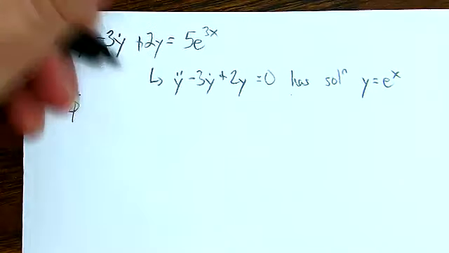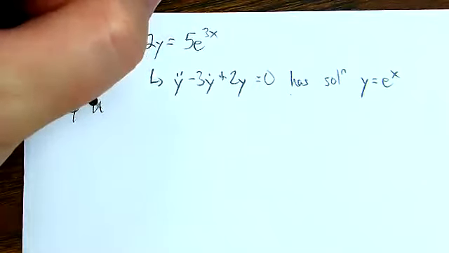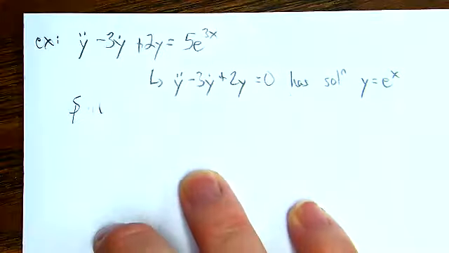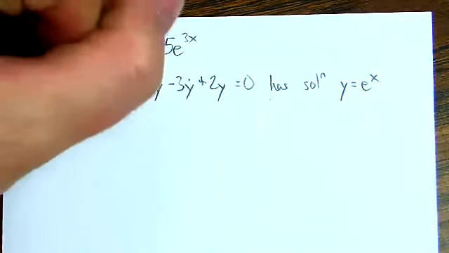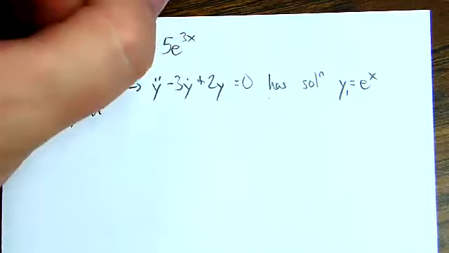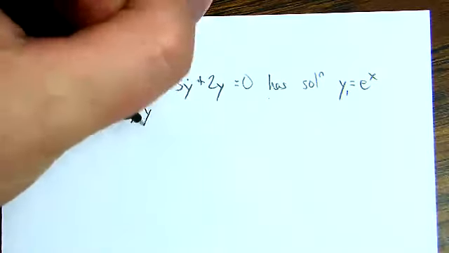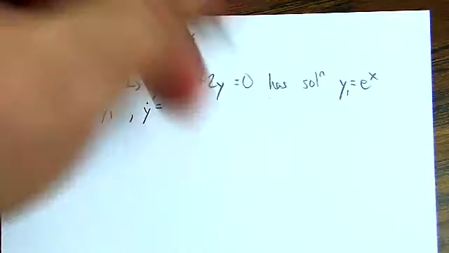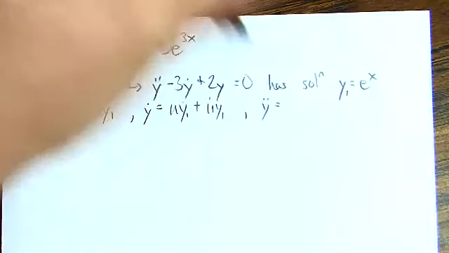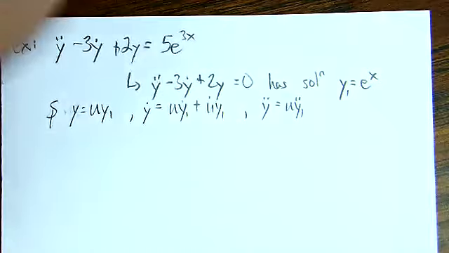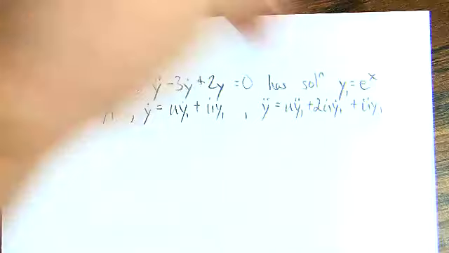So again, we will begin by supposing that y equals, we'll call that y1, y equals u times y1, which means that the derivative of y is u y1 dot plus u dot y1, and the second derivative of y is u y1 double dot plus 2 u dot y1 dot plus u double dot y1.